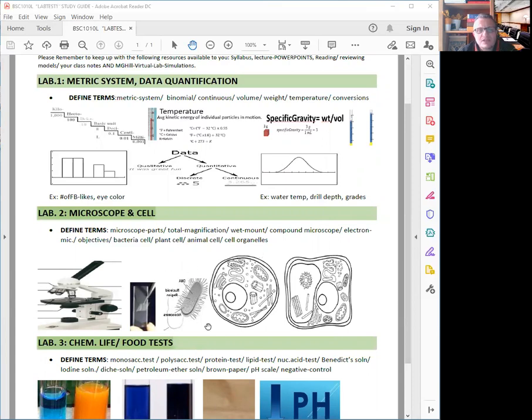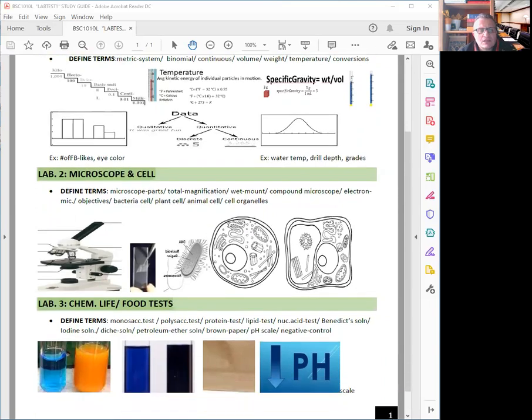And then cell types: bacteria, animal cell, plant cell. What are the similarities? What are the differences between these cells? Make sure that you know your organelles, and that you can recognize a potato cell and an onion cell, or human cheek cells and bacteria cells.